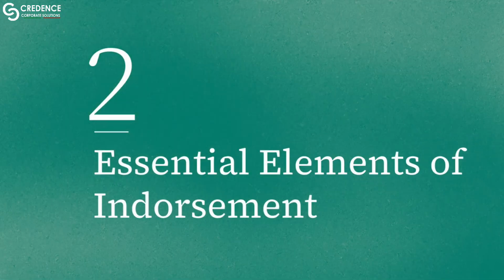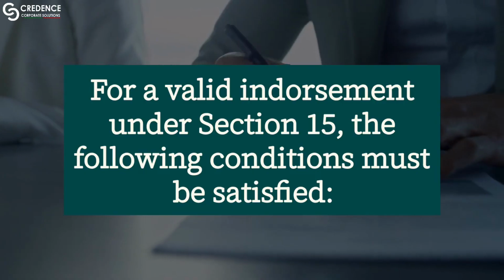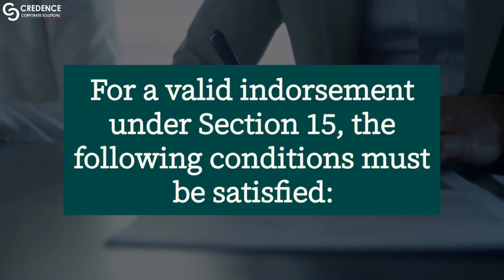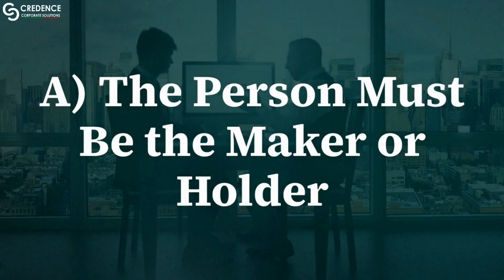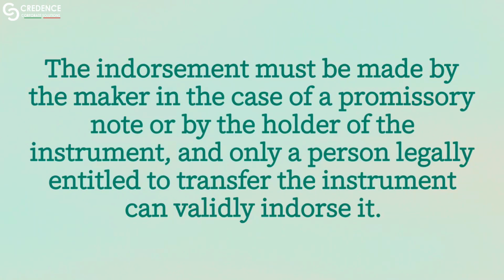2. Essential elements of endorsement. For a valid endorsement under Section 15, the following conditions must be satisfied. A. The person must be the maker or holder. The endorsement must be made by the maker in the case of a promissory note or by the holder of the instrument, and only a person legally entitled to transfer the instrument can validly endorse it.